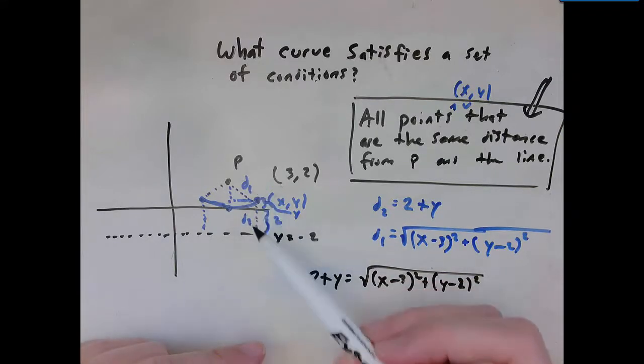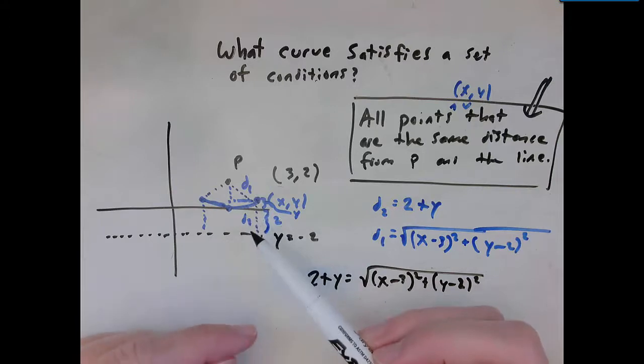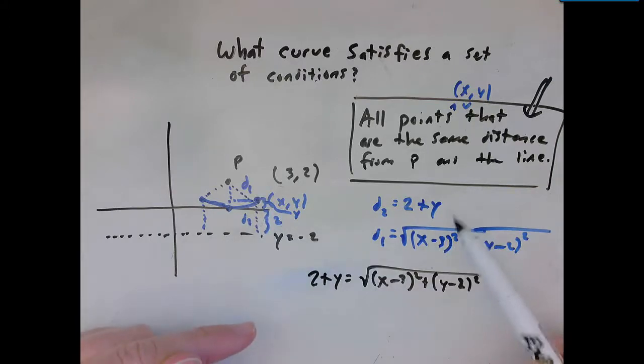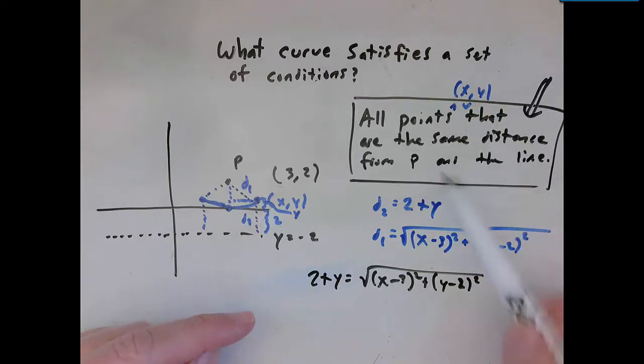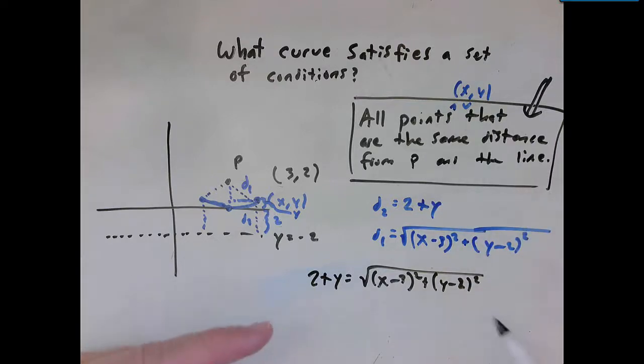So I introduced variables for the two distances. And then I asked, could I write equations for those two variables? And the answer was yes. And then because the two distances are the same, I made them equal to each other.